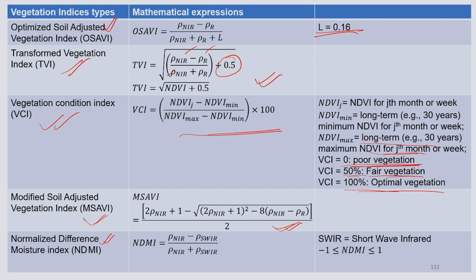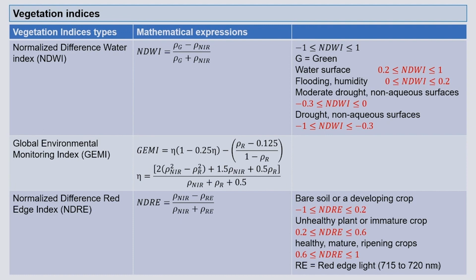moisture index. Okay. So, NDMI, again you can calculate using this very simple formula, where SWIR means short wave infrared, and the NDMI value ranges between -1 to +1. Okay. Next, the vegetation difference water index, NDWI, again you can use it from NIR data. Here the green stands for green surfaces, green water surfaces, where you calculate the flooding or the humidity conditions of NDWI.